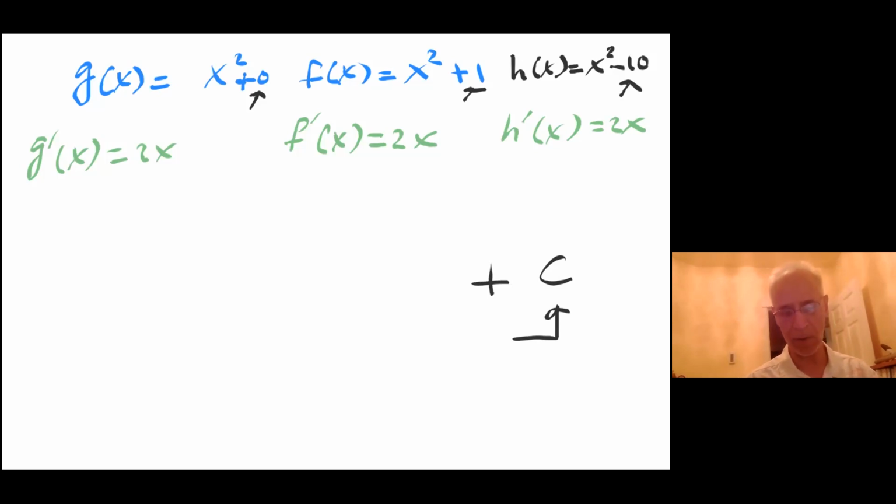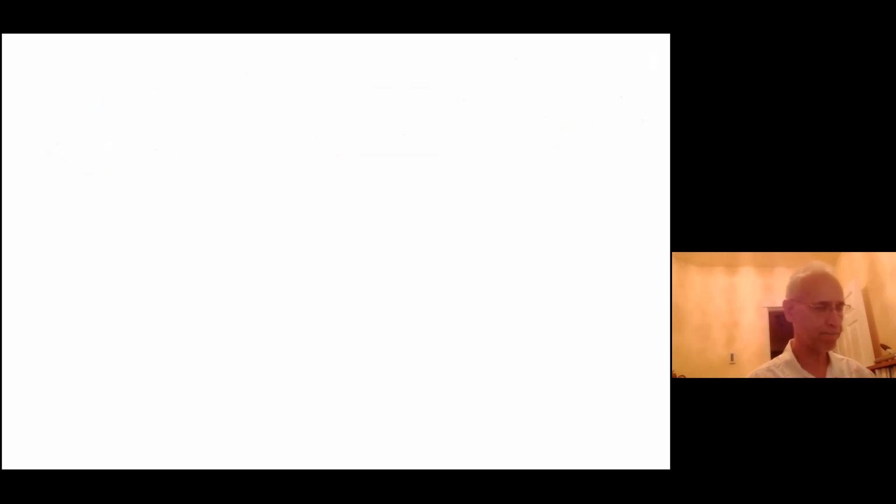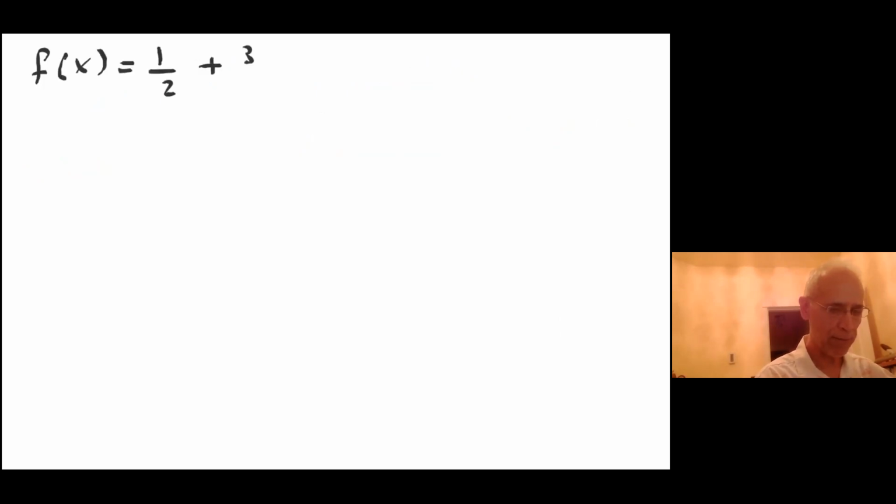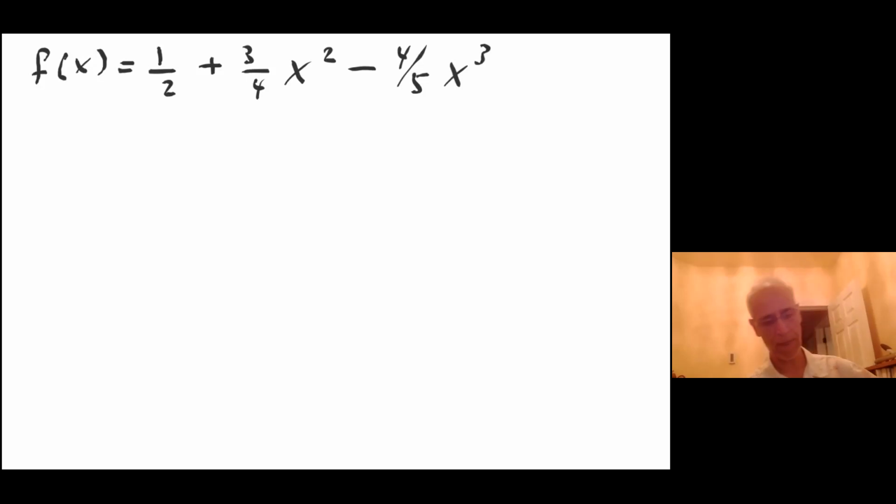Let's do a couple more. Suppose I have f of x equals 1/2 plus 3/4 x to the second minus 4/5 x cubed. Okay. And remember that we said that you can think of this 1/2 as 1/2 x to the power of 0. X to the power of 0 is 1. 1 times 1/2 is 1/2.